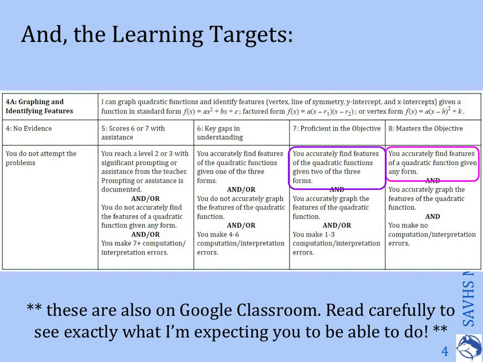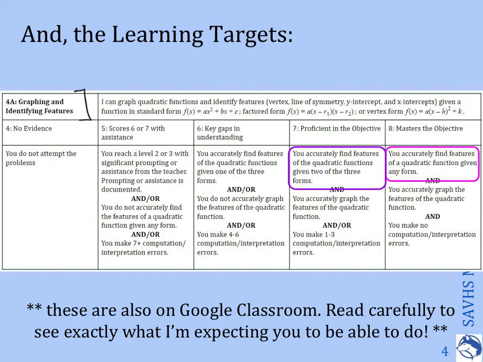This is definitely not the most exciting part of the unit, but I do want to talk really quickly about what is on the learning targets and what looks like an 8, what looks like a 7, and the differences there, especially for the first two learning targets. So the first learning target is graphing and identifying features.